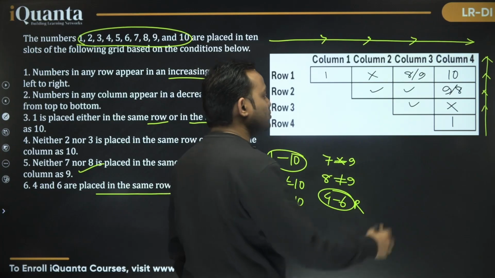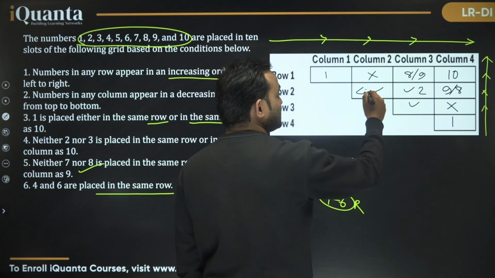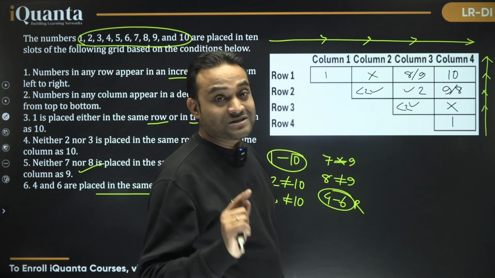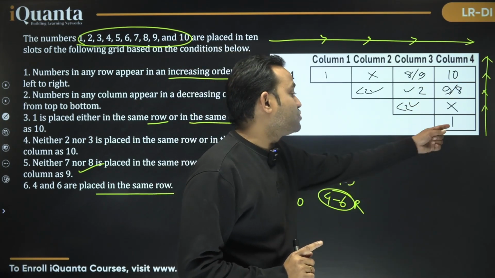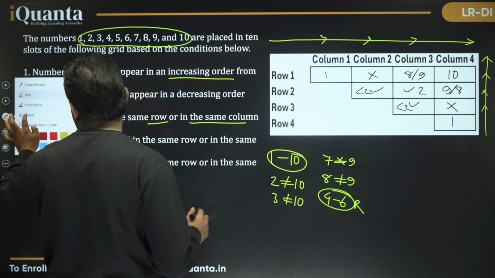Can I put 2 here? I cannot put 2 here because then this number should be less than 2. This number as well should be less than 2. There is only one such number, which is 1, but 1 should be either here or here. So 2 cannot be there.